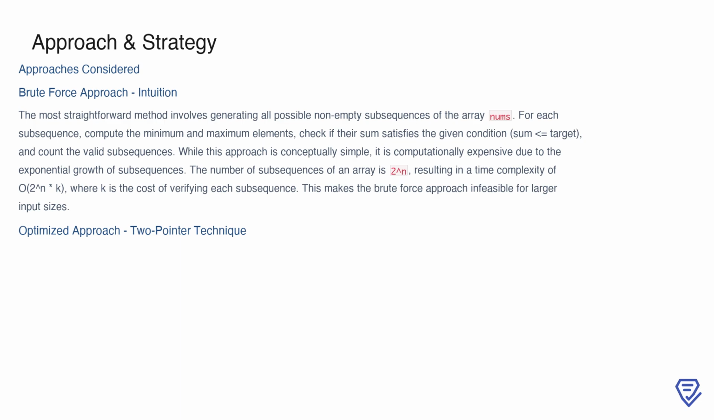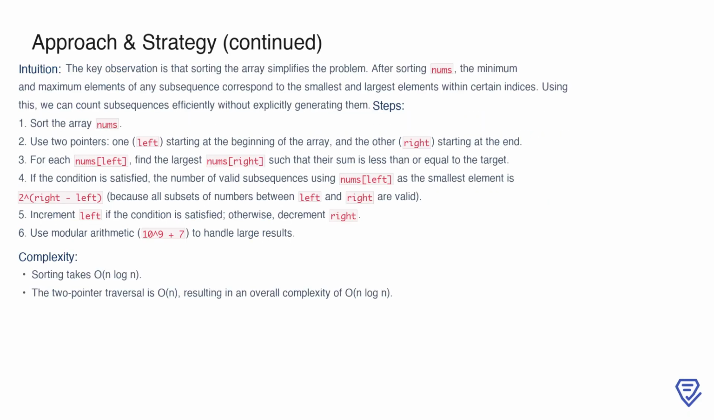To handle this, we need a more efficient strategy, which leads us to explore an optimized approach using the two-pointer technique. The optimized approach builds on the observation that sorting the array simplifies the problem significantly. When the array is sorted, the smallest and largest elements of any subsequence correspond to specific indices. This allows us to determine their sum without generating the subsequences explicitly.